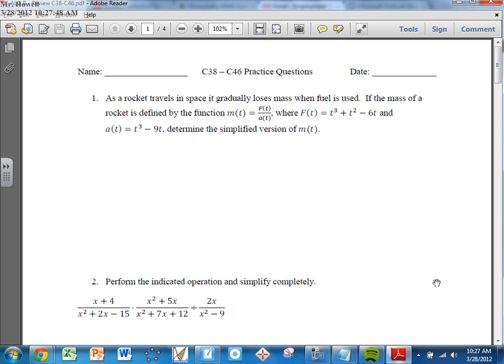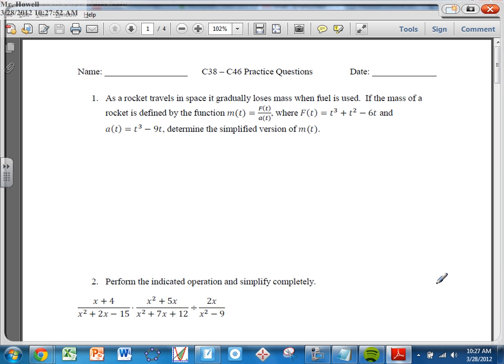Yes, it is. Okay, so the first one is from concept 38, and you can tell it is, and I'll show you in a minute why. We're going to simplify. So let's take a look at this problem. It says, and this is true, as a rocket travels in space, it gradually loses mass. Its mass decreases because there's a fuel tank and it's burning fuel. So the fuel tank is getting lower, lower, lower. So the mass of the rocket is a function of time. As time increases, it loses mass more and more.